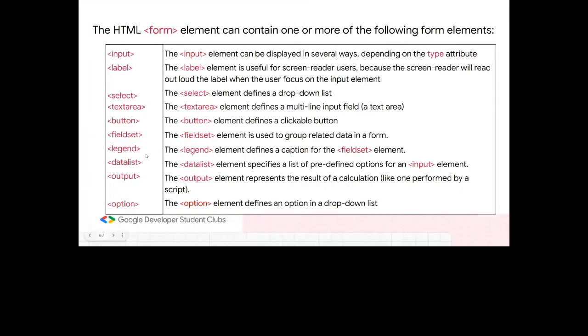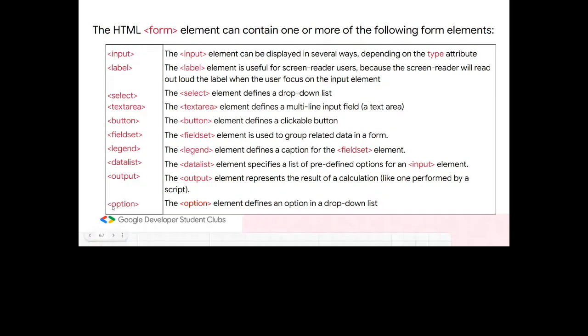Then we have datalist. Datalist and select might look similar, but the only difference is that using datalist, you can search the elements in the drop down list by giving some input in the text field. That is not possible with select. And then we have the output tag. This is something similar to scripting. When we give some input, it will give some output. In such cases, you can use the output tag. This is also not commonly used.